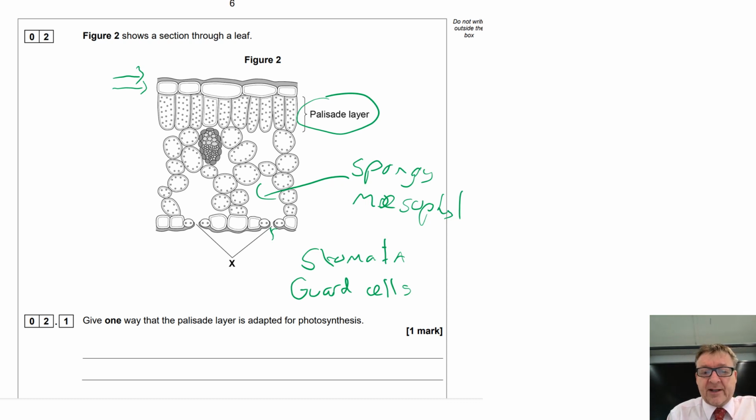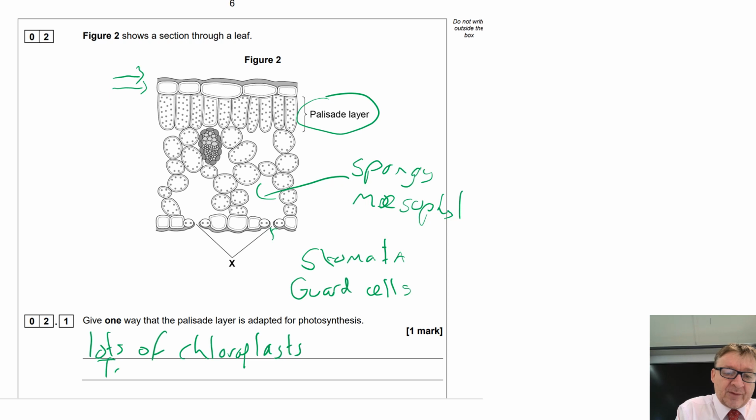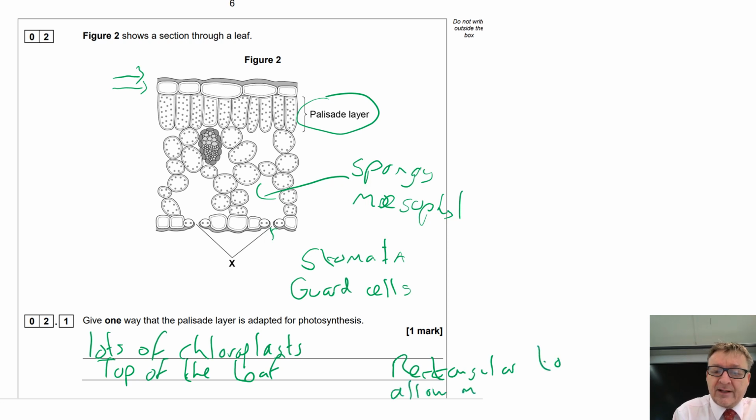Give one way the palisade cells are adapted for photosynthesis. Right, they have got lots of chloroplasts. They are also at the top of the leaf. And they also are kind of rectangular shape, rectangular, to allow many to be packed in. Okay, but the best one on there is lots of chloroplasts. They're at the top of the leaf, right? That makes sense, doesn't it? It makes sense to have all the chloroplasts at the top of the leaf.